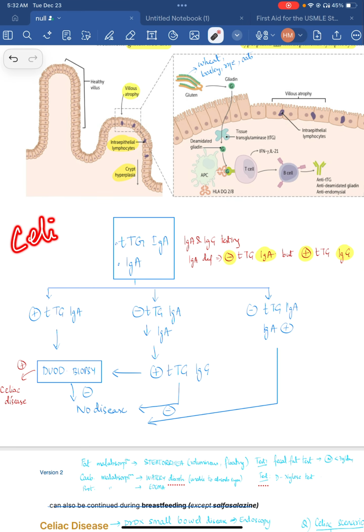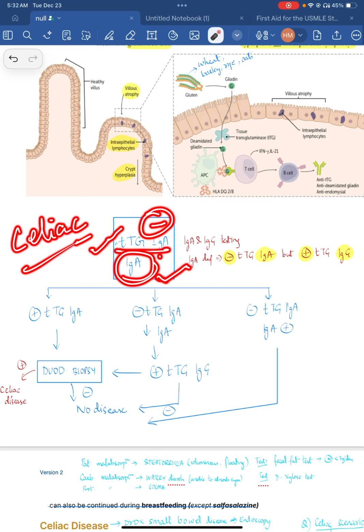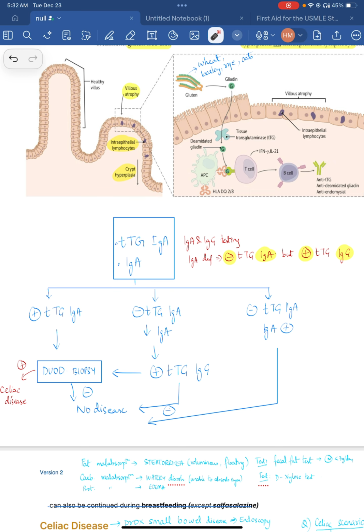So to check for celiac disease, you check the tissue transglutaminase antibody, IgA TTG, and IgA antibodies. Both of them you need to check because some patients have IgA deficiency. These antibodies can come back as negative. So what do you do in these cases?